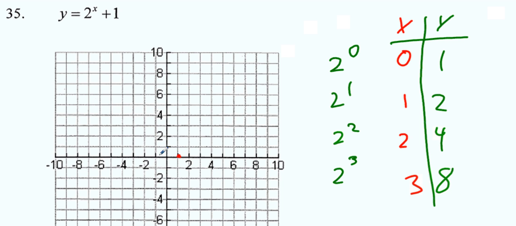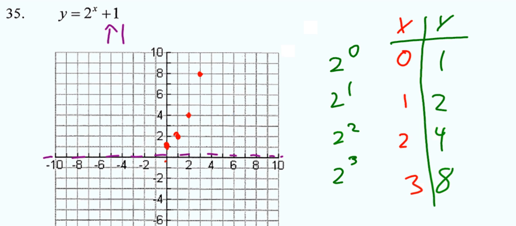So it's 0, 1. Wrong spot. 0, 1. 1, 2. 2, 4. 3, 8. Now, this graph is shifted. It's up 1. So all of these dots, including the asymptote, which is normally at y equals 0, we shifted it up 1 also.